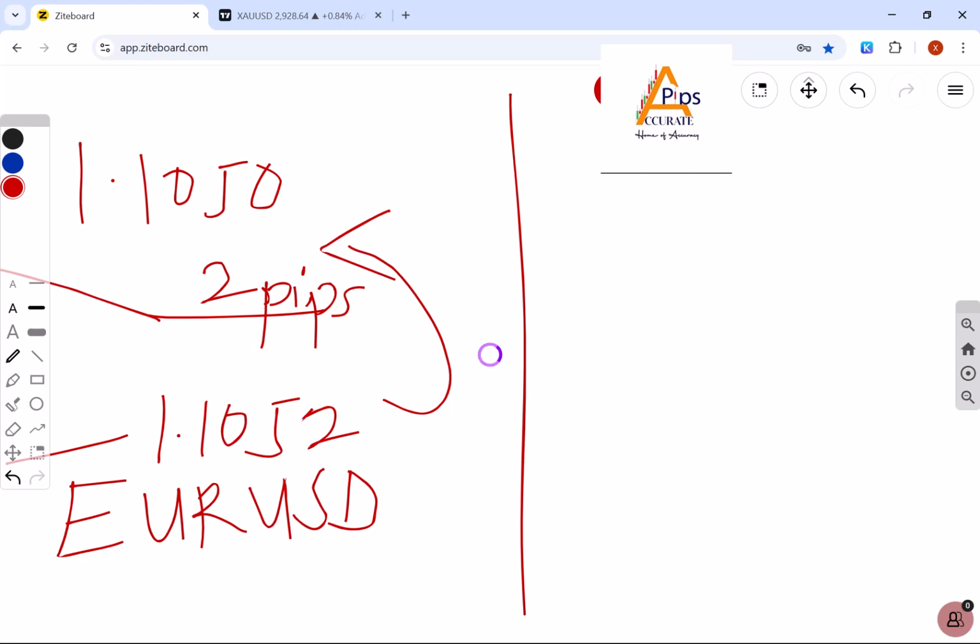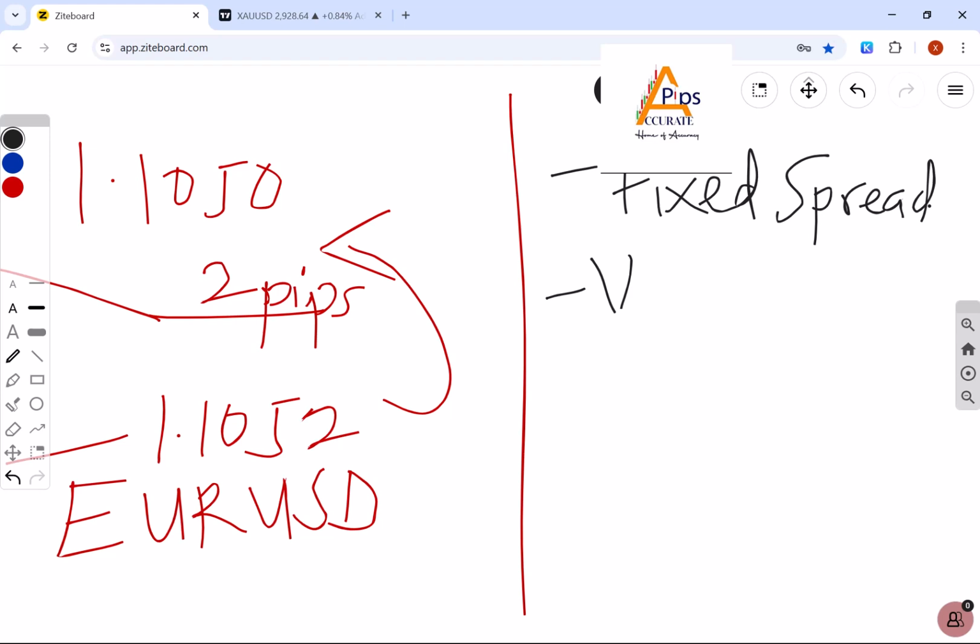Okay, so before we go to the next listing, we have two types of spreads. We have the fixed spread, and then we have the variable spread. The fixed spread simply means it is constant, it doesn't change. And then the variable, it changes, and mostly the variable changes very wide during news events, a lot.